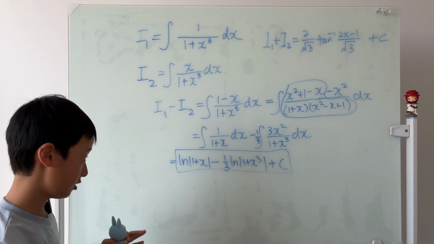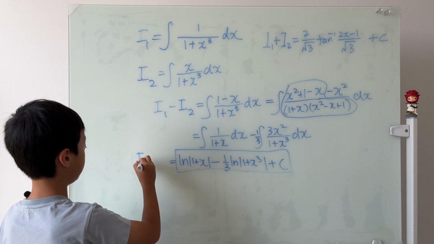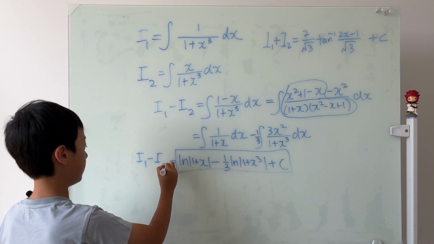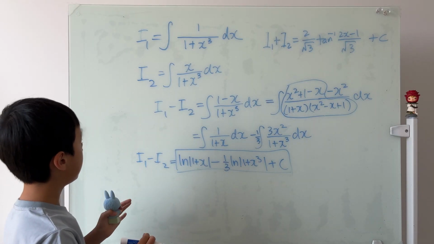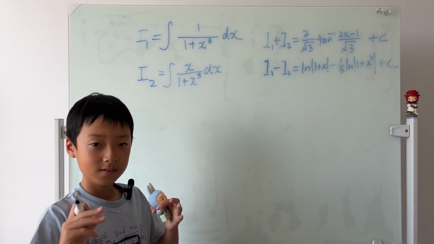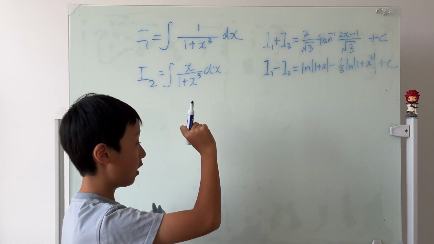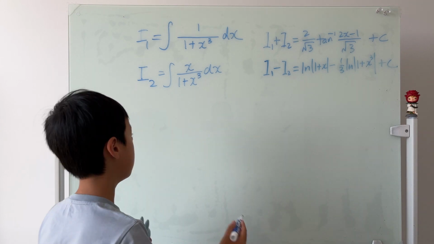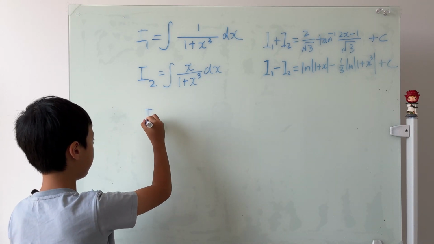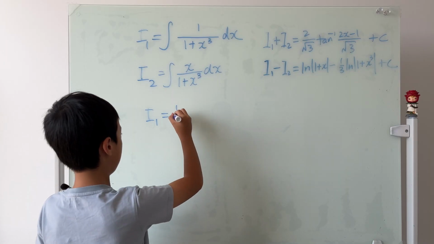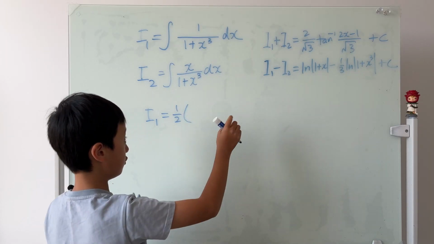Now, is this the answer? No. This is simply I1 minus I2. Let's try to get I1. So now, let's try to figure out I1. Add these two up and divide by 2. So we know that I1 is equal to 1/2 multiplied by.